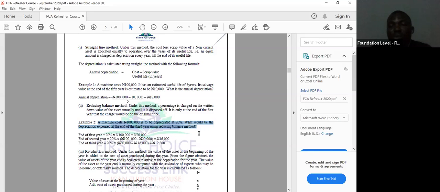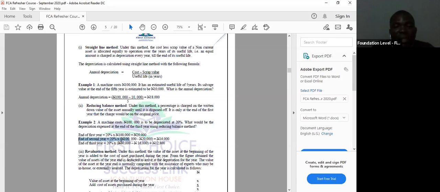So we'll now do carrying amount. So 20% times the carrying amount. And I said that carrying amount is the cost of assets minus accumulated depreciation, or carrying amount for that period minus the depreciation for the year. Now, if you look at it here, end of the first year, it will be 20% times 100,000, and that gives us 20,000. The second year will be what?